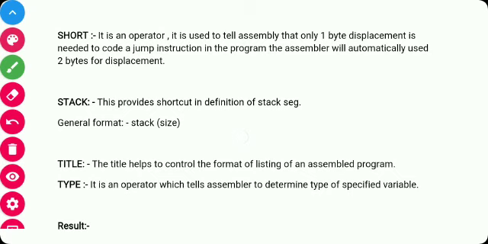STACK is a shortcut method to define the stack segment. TITLE helps to control the format of the listing of an assembled program. TYPE is an operator which tells the assembler to determine the type of the specified variable. It tells whether that variable is of DB type, DW type, DQ type or DT type. So this is regarding the assembler directives which are used in assembly language programming. Okay, thank you so much.